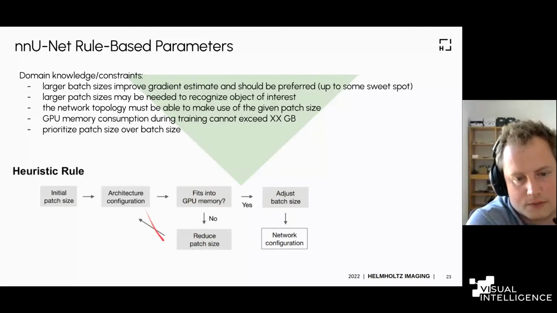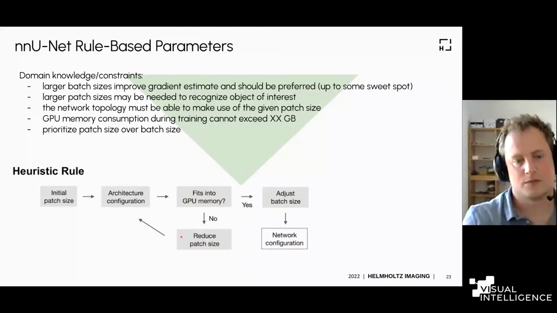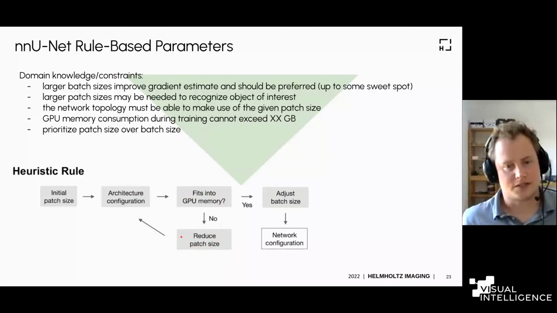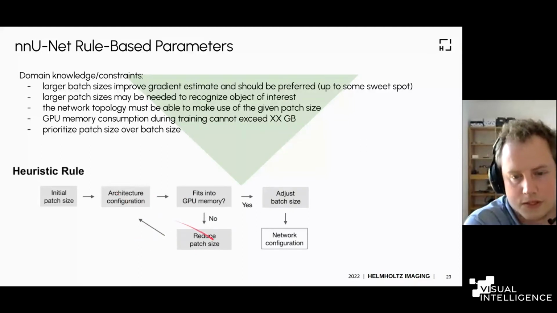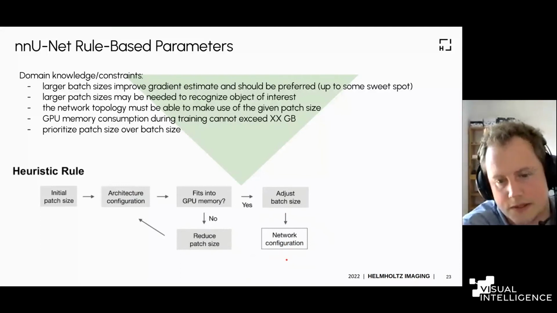If that's not the case, then we need to reduce the patch size and run around this iteratively until we find essentially the largest patch size that fits into GPU memory with a certain architecture configuration. And then in the end, here we have our batch size, our patch size, and the network topology.